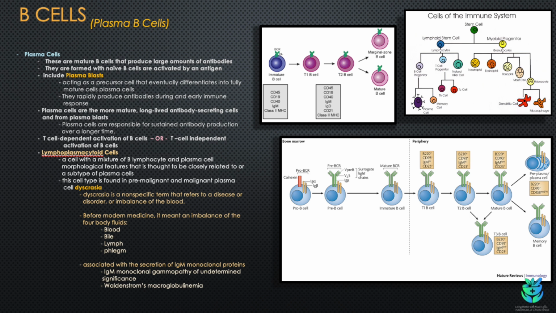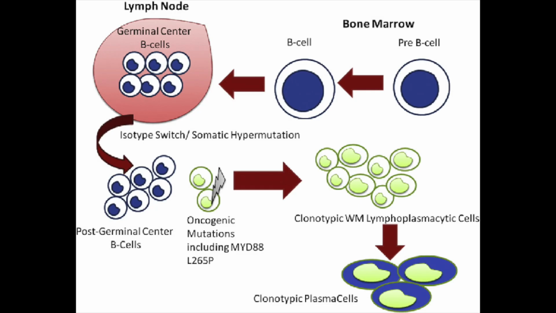Lymphoplasmacytoid cells. A cell with a mixture of B lymphocytes and plasma cells. Morphological features that are thought to be closely related to a subtype of plasma cells. In the diagram here, you can see how the pre-B cells are coming out of the bone marrow, and then it turns into the B cell, and then it gets to the lymph nodes where it becomes a germinal center.